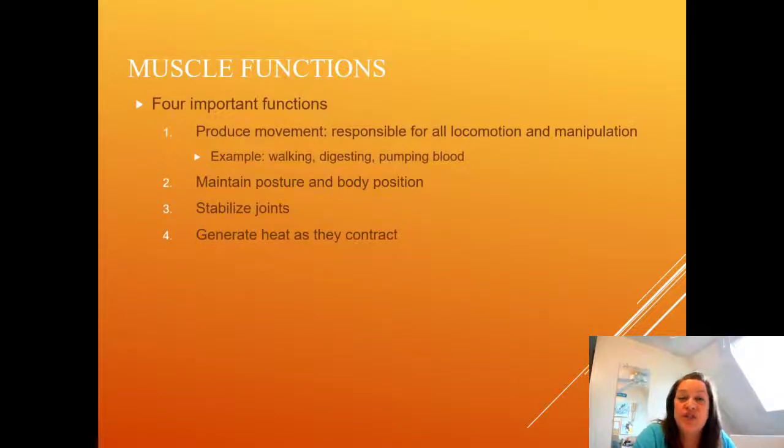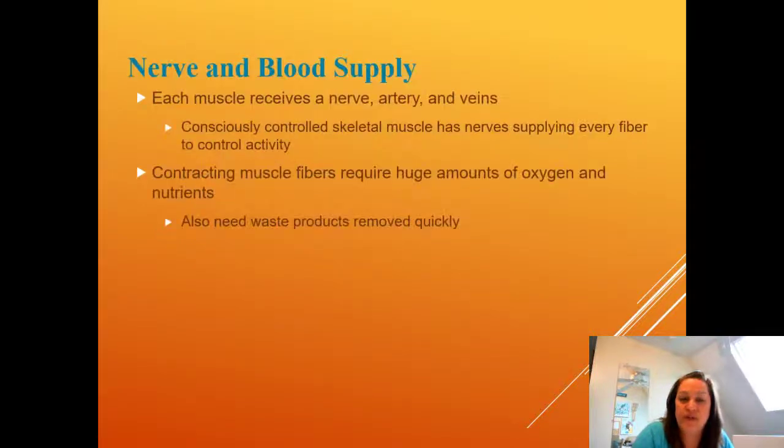What are the functions of muscle? Now we're talking about skeletal muscles. I probably should say skeletal muscle functions. Producing movement, maintaining posture, stabilizing joints, and generating heat. These are the four skeletal muscle functions. Each muscle has a nerve, an artery, and some veins, right? Contracting muscles require a huge amount of oxygen and sugar to make ATP. All right, so we need a lot of vascular support.